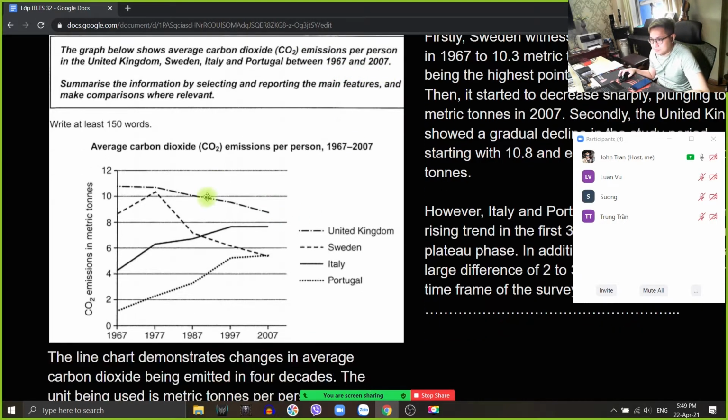So you can see here average CO2 emission per person in metric tons here. Nào, cái trục này nó nói về lượng CO2 thải ra tính theo metric tons, tấn. Xong rồi cho nên những cái năm là, this is the years, and you can see United Kingdom is this one, Sweden is this one, Italy and Portugal.